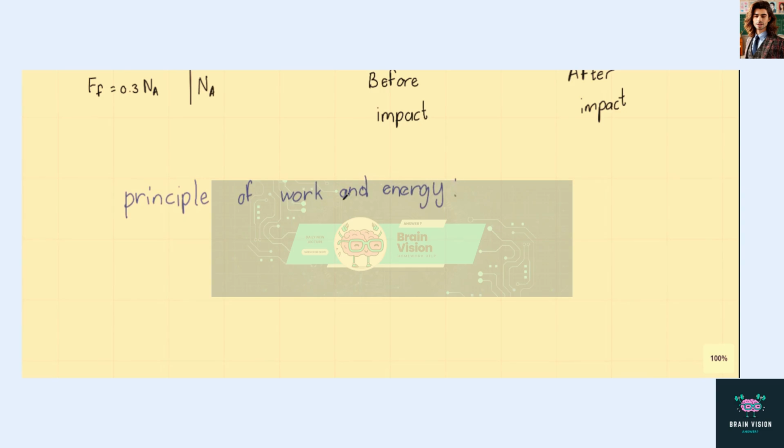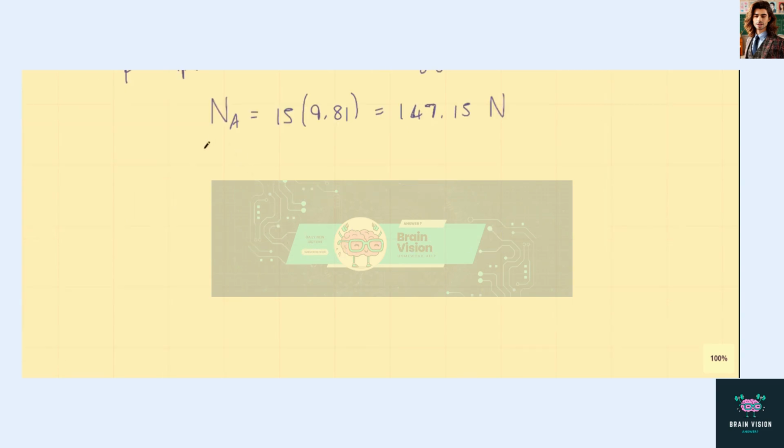Before we do that, we can see that the normal force must balance the weight, since there's no vertical motion. So that's the mass of the block, 15 kg, times g, which is 9.81. And so the normal force is 147.15 newtons. And hence we can calculate the frictional force.